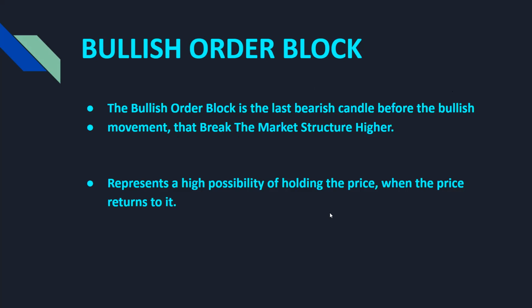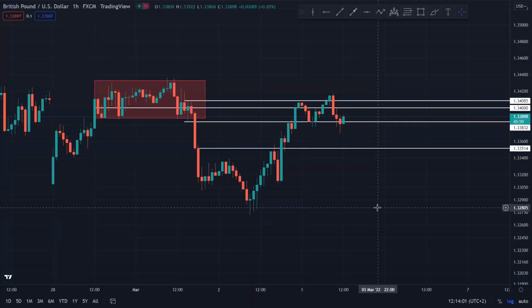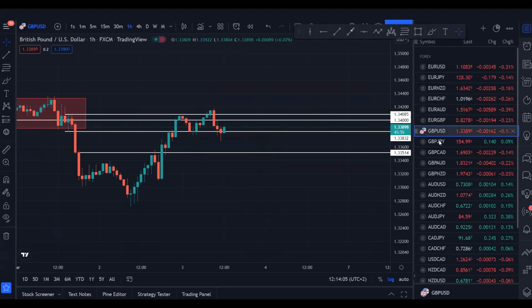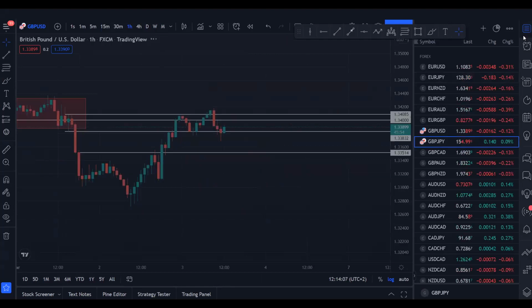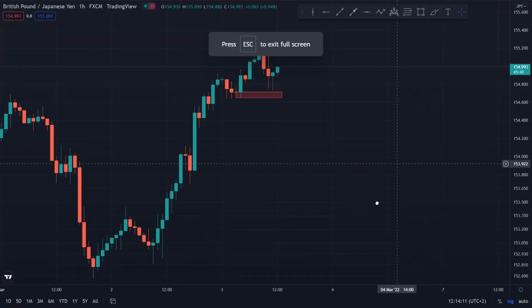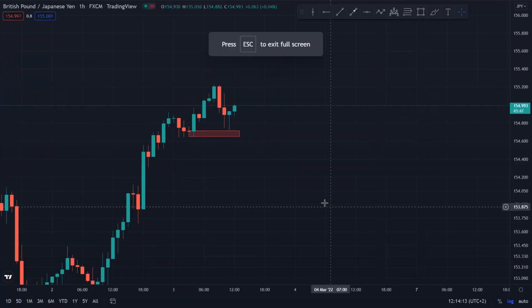Let's go on the chart and try to identify this stuff. We will try to identify the bullish order block. So what I'm going to do, I'll choose British pound, Japanese yen, first of all, and then I'll take you on gold. So this is British pound, Japanese yen, and I am on a 1 hour time frame.